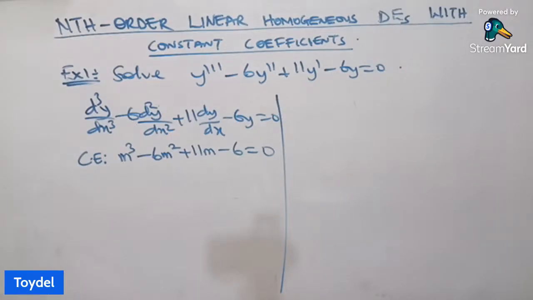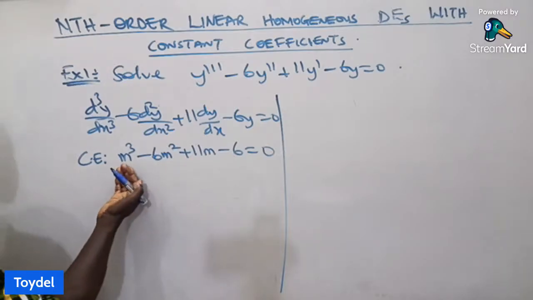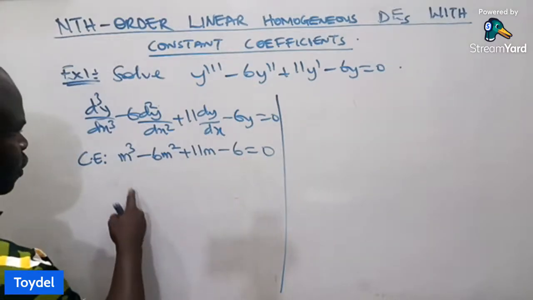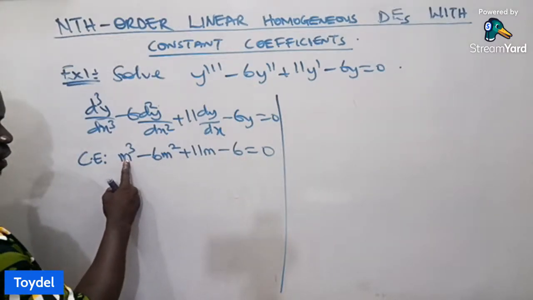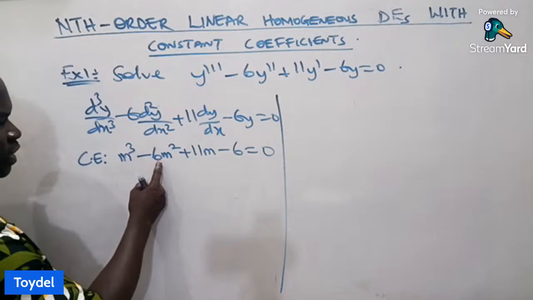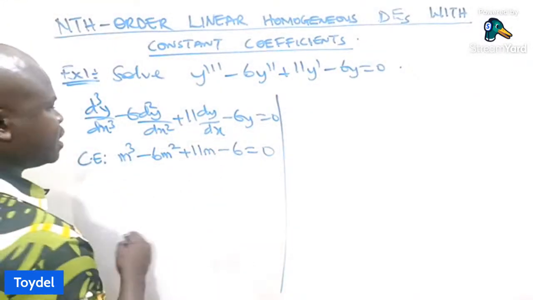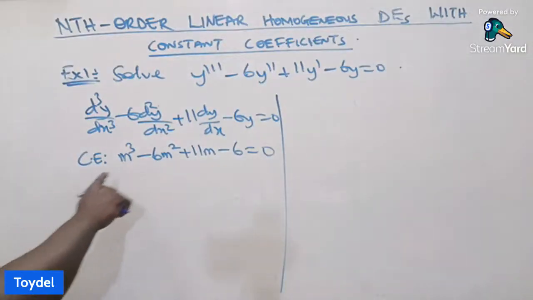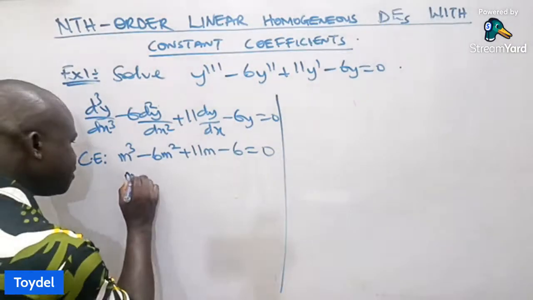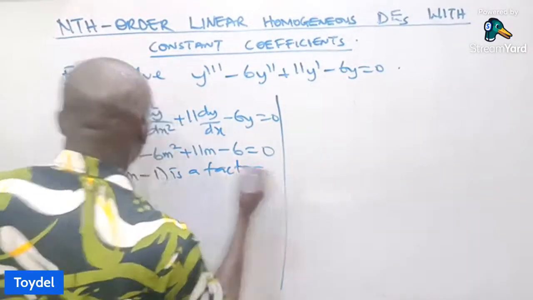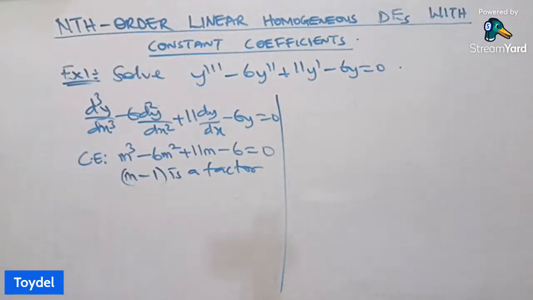So how do we solve this? Of course, we start by guessing. If we say m equal to 1, are we going to get 0? That is, if m is equal to 1, 1 minus 6 is minus 5. Minus 5 plus 11 is 6. 6 minus 6, yes. If m is equal to 1, we are going to get 0. We now say that m minus 1 is a factor of this characteristic equation.